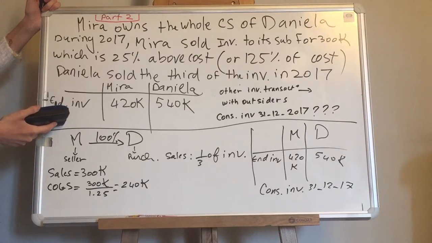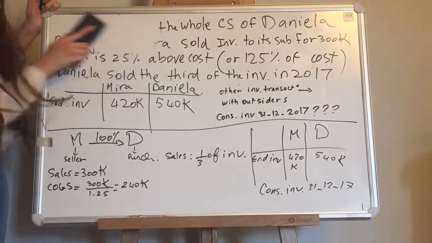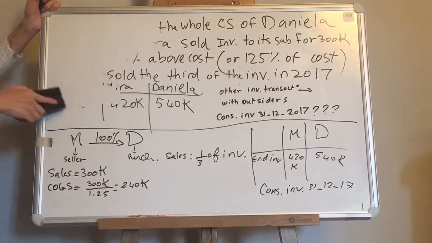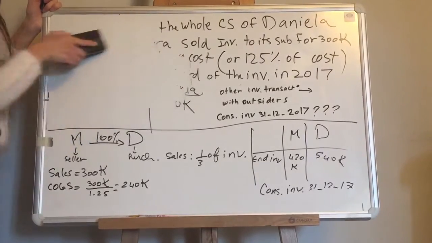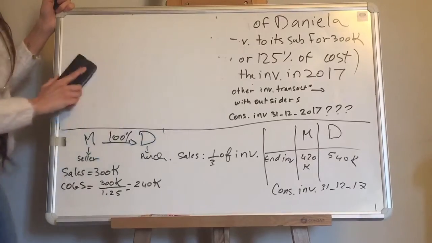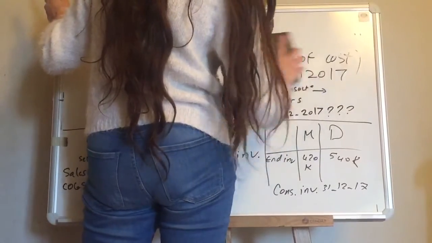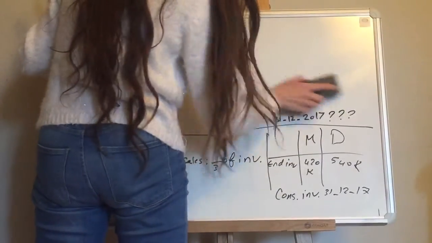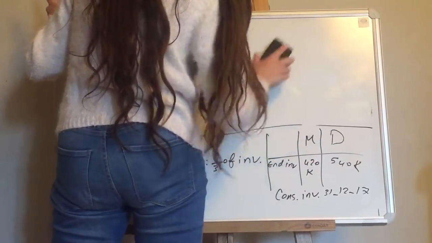We do not need this text anymore. We will erase everything. So, Mira is the parent, and the parent is selling to the sub. Mira controls Daniela and owns 100% of it. I can consolidate. There's no bankruptcy, no legal reorganization. We can consolidate.